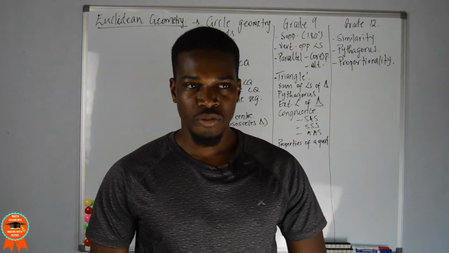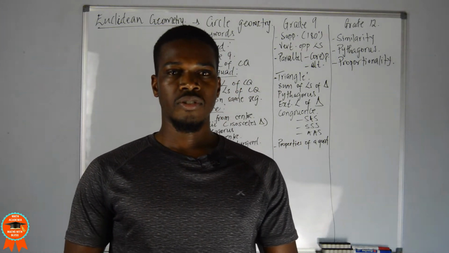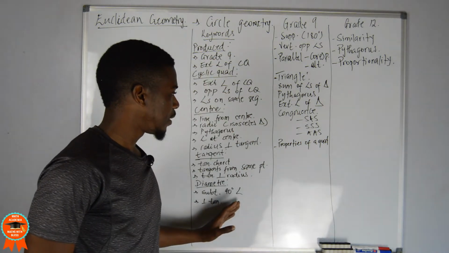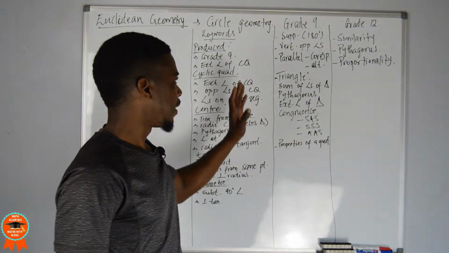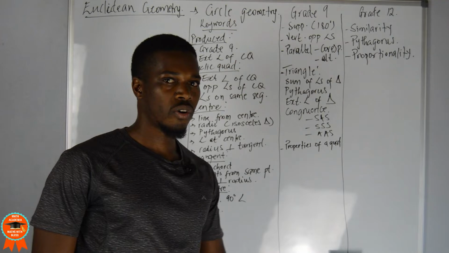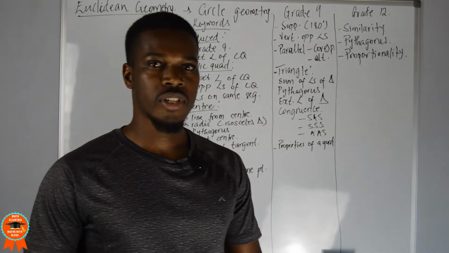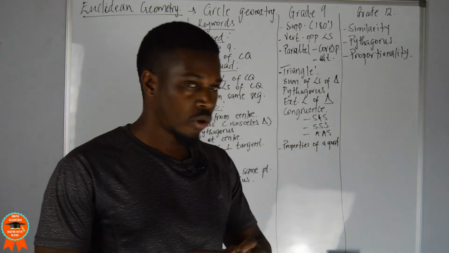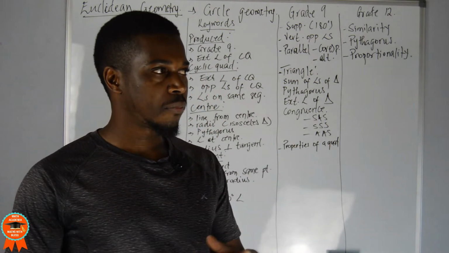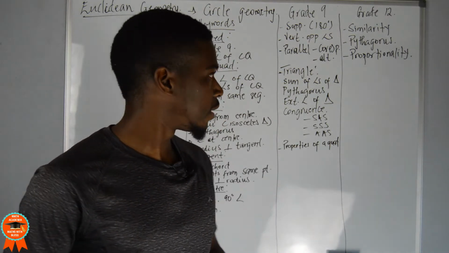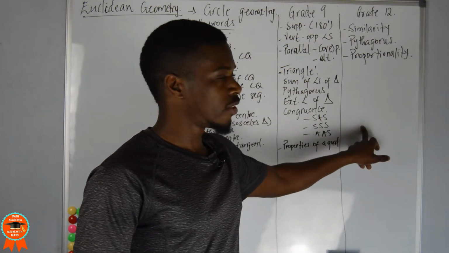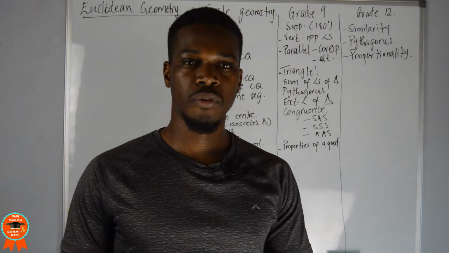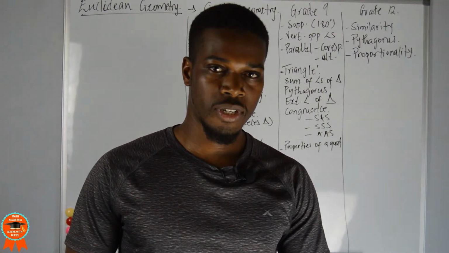So what you need to do in circle geometry is that you need to know all your theorems coming from circle geometry from grade 11. Then grade 9, all those triangle rules, line rules, and all other quadrilaterals, parallelogram, and the rest. Then you also need your grade 12. In grade 12, they simply add similarity, proportion, and Pythagoras.